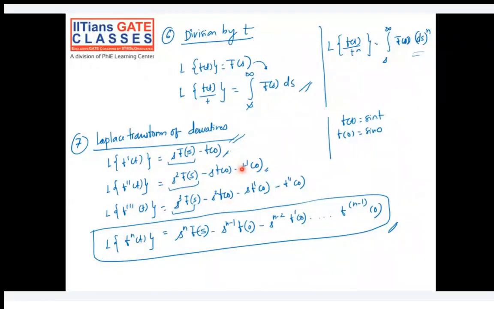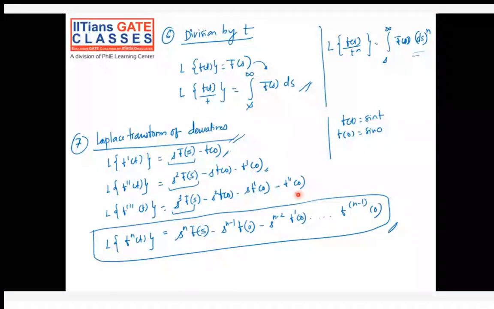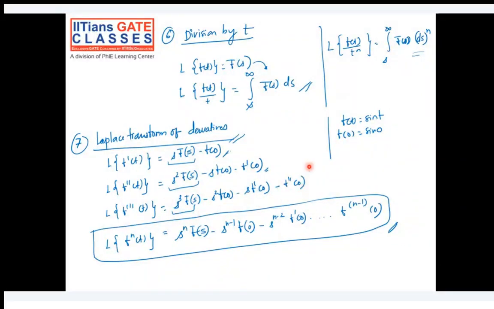So similarly, the Laplace transform of f triple dash of t will be s cube f bar of s minus s square f of 0 minus s f dash of 0 minus f double dash of 0. Okay, so this is the sequence. I hope you are getting it.